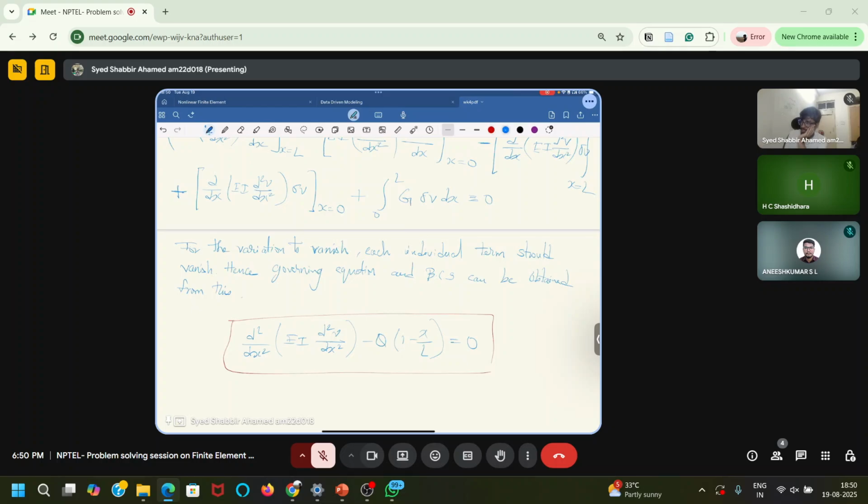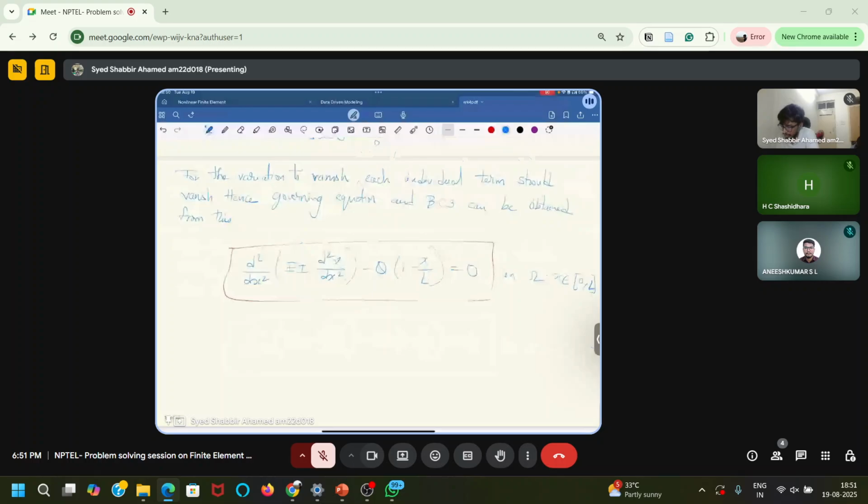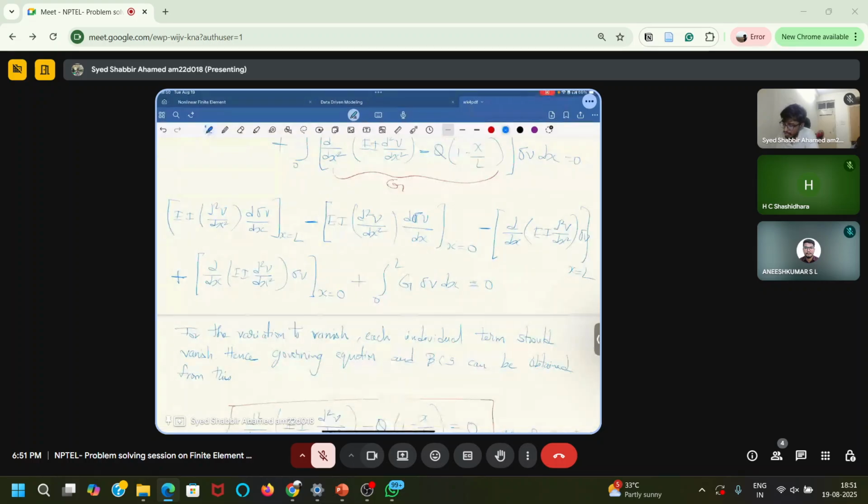And this is in the domain Ω, such that x belongs to 0 to L. So my domain is over the whole length of the beam. The boundary conditions also have to be defined. If these variations are arbitrary, these terms should become 0.